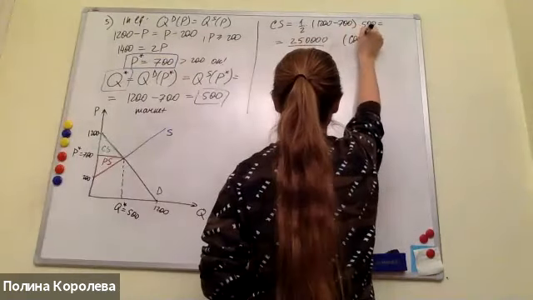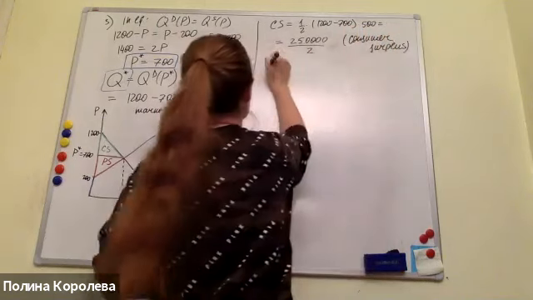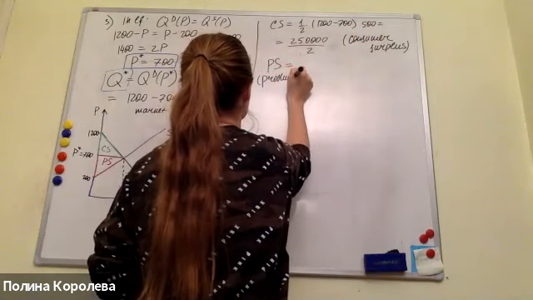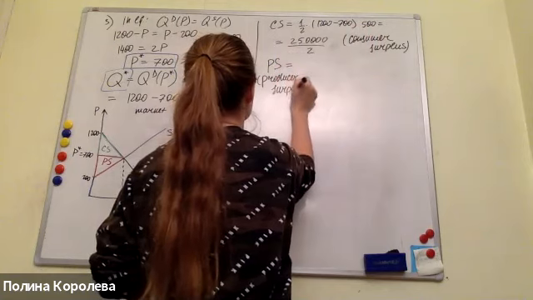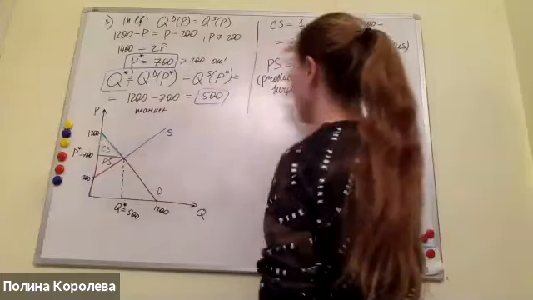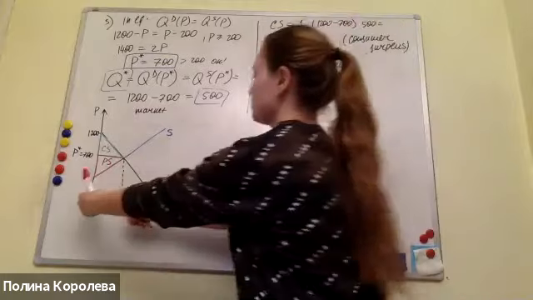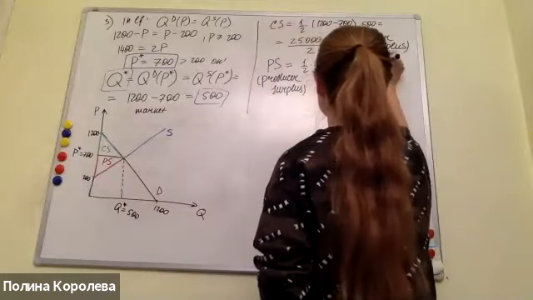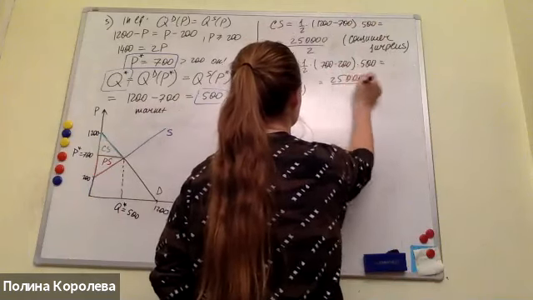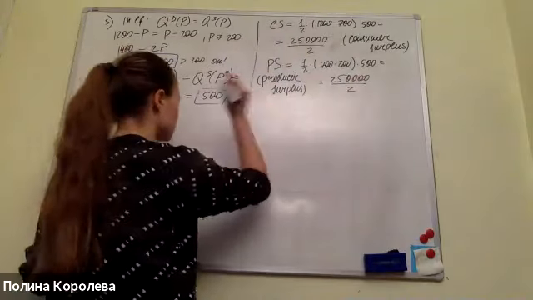Okay, let's see, consumer surplus and producer surplus. How to count also? 1/2 multiplied by the height. The height is 700 minus 200 multiplied by the base 500. The same as consumer surplus, the same number over 2. Okay, and we can count the social welfare.